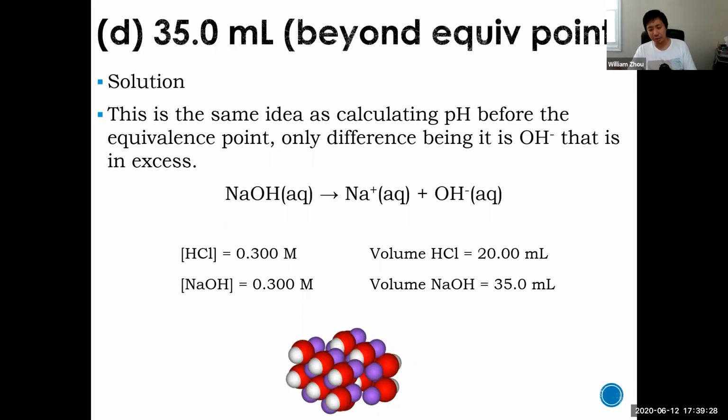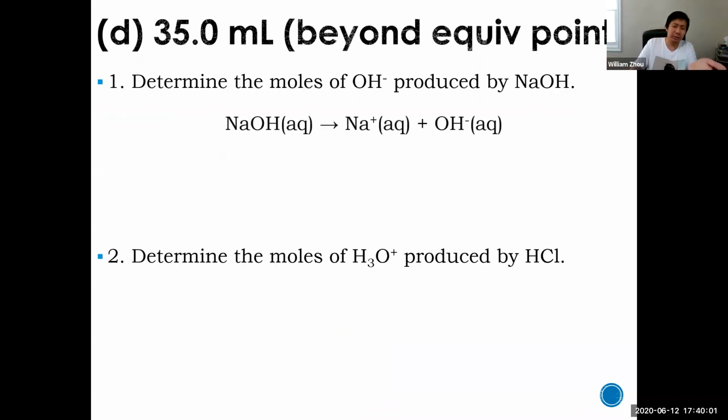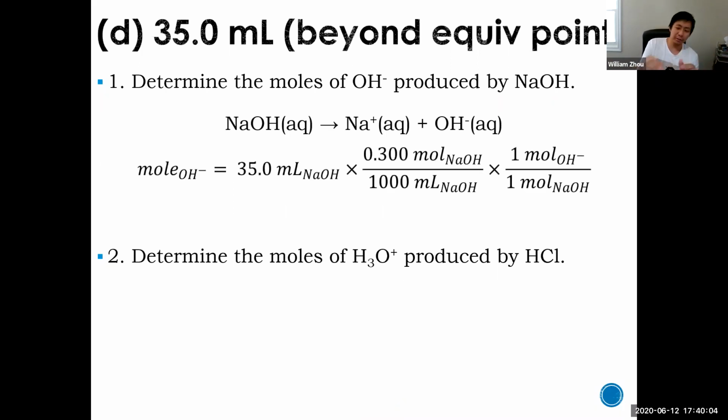You add way too much base and you've exceeded the equivalence point. How do you calculate the pH of that? It's the same idea. You calculate the amount of moles of sodium hydroxide you have left over, convert to moles per liter, and solve for pH. Now you would have more sodium hydroxide than hydrochloric acid because you added too much. So if you subtract them, you should have excess base this time. It's essentially the same calculation. Calculate the moles of sodium hydroxide. Well, you added 35 milliliters. The concentration didn't change, so the milliliters cancel with the concentration. And then, of course, it's a 1-to-1 ratio. They cancel. And you should have 1.05 times 10 to the negative 2 moles.